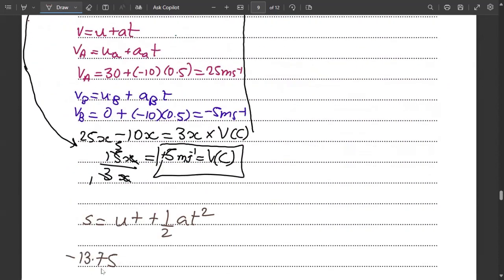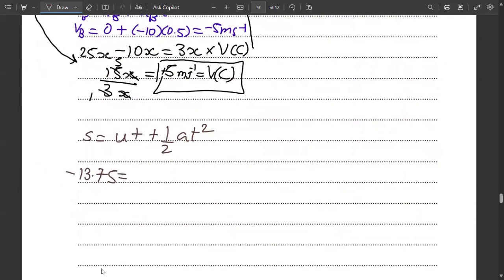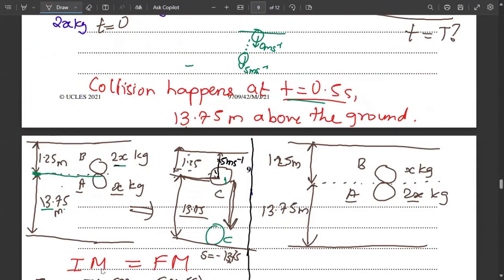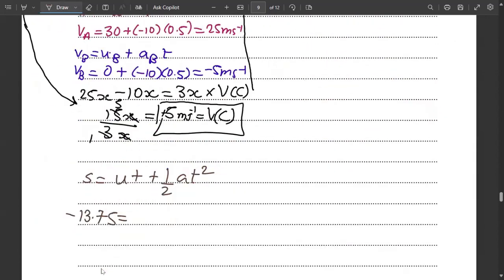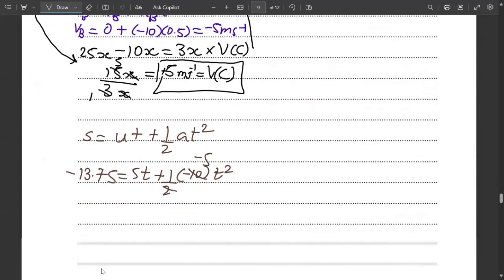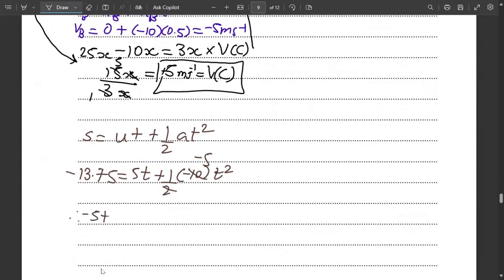So now that it has fixed in your mind, the initial velocity of this C is 5 meter per second, t plus half, acceleration due to gravity will be negative, minus t square. This will become minus 5. Therefore, minus 5t square plus 5t plus 13.75 is equal to 0. Minus 5t square plus 5t, and this went there, which became plus 13.75.